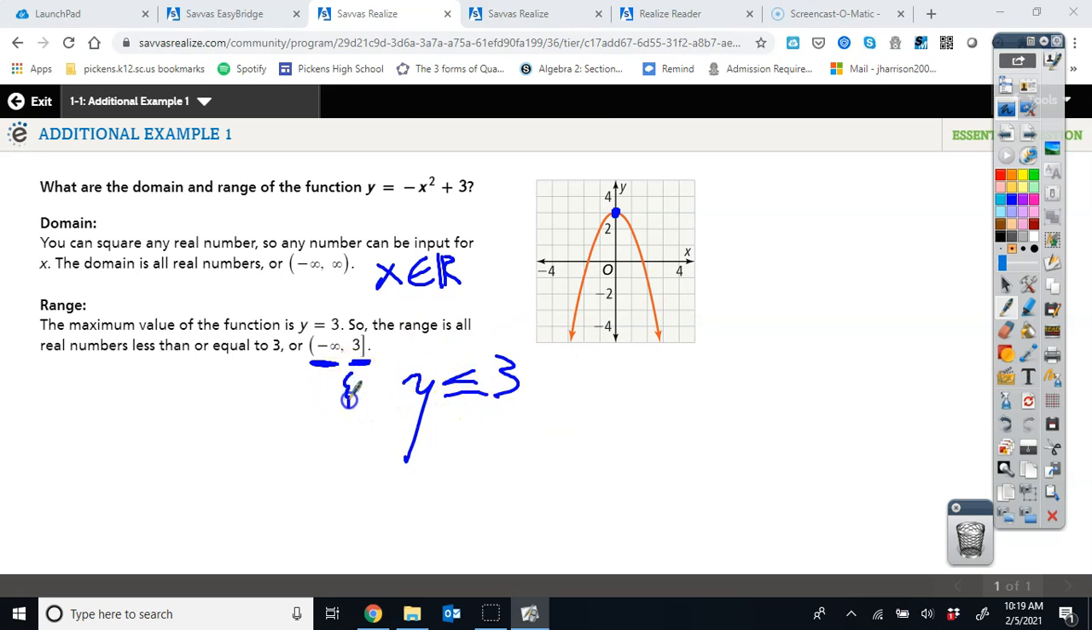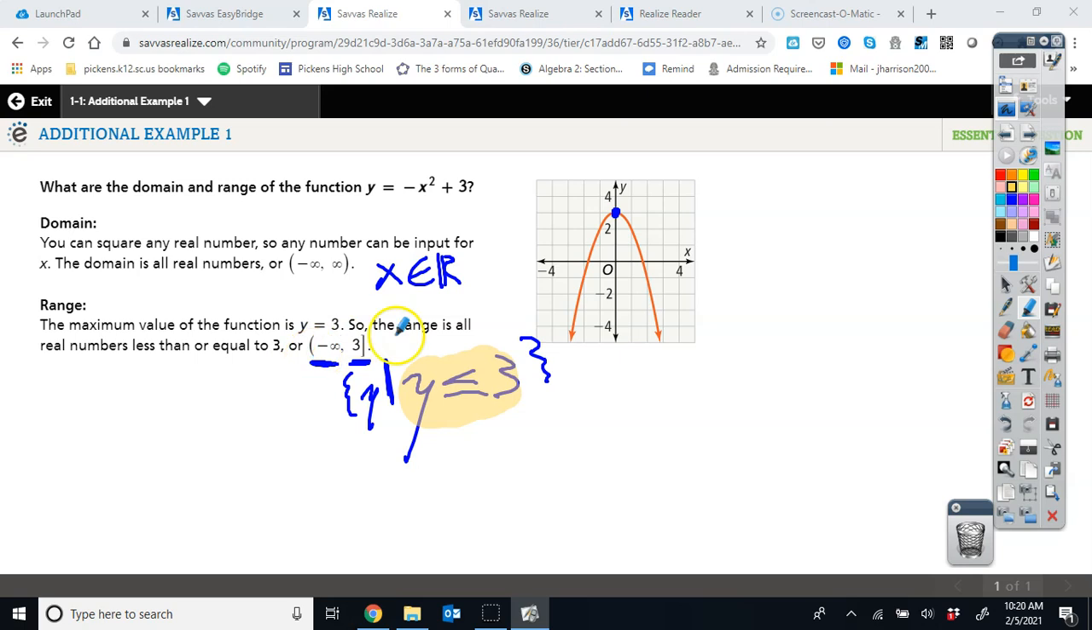Now, yes, I know I'm technically cheating on set notation and forgetting this little first bracket part, right? But when you look at this, that's the way my brain thinks. My brain thinks y is less than or equal to 3. Now, some of you may be thinking, that's not the way my brain thinks. Well, if it thinks differently, then try the other one.